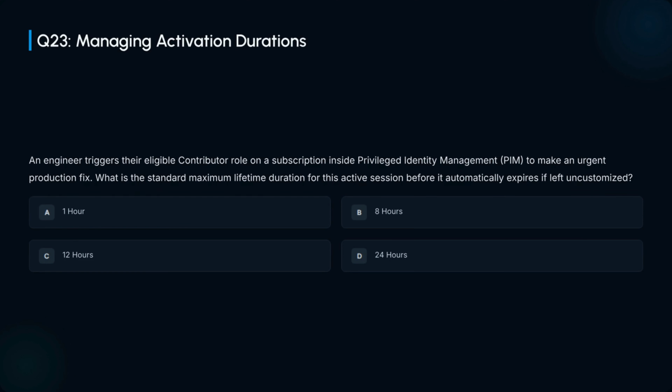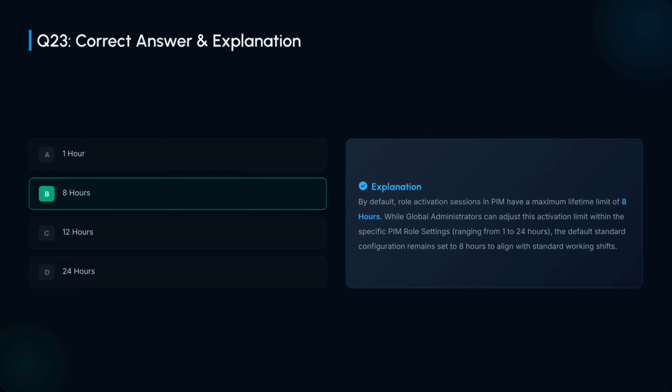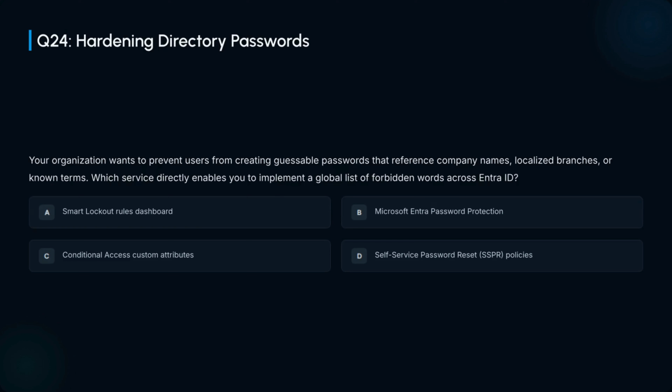Q23. An engineer triggers an eligible contributor role in PIM for an urgent fix. What is the standard maximum lifetime duration for this active session before it automatically expires if left uncustomized? The correct answer is B, 8 hours. By default, PIM role activation sessions have an 8-hour maximum limit, aligning with standard working shifts, although global administrators can customize this setting.